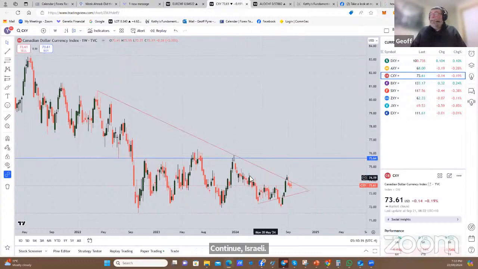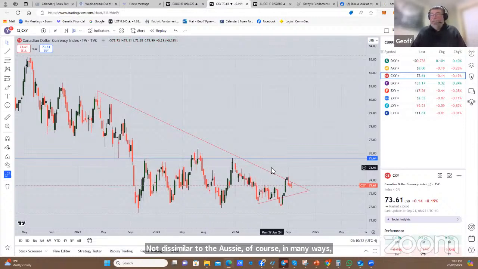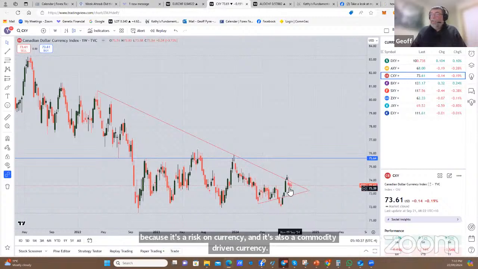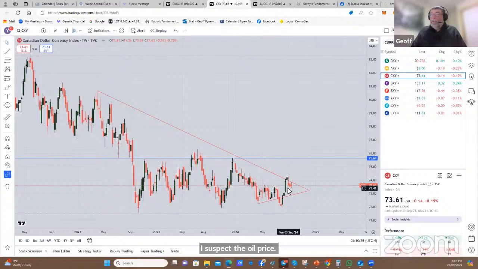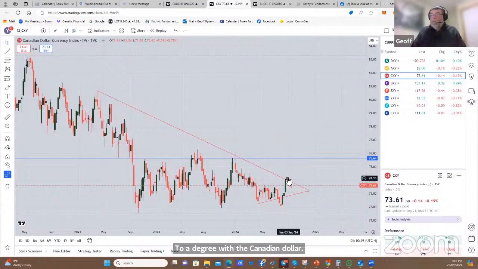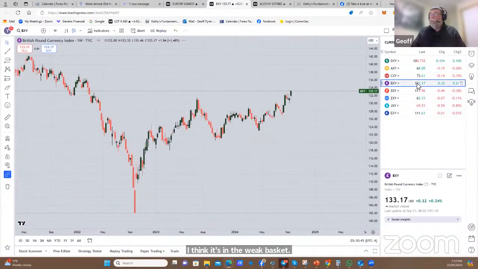Canadian dollar, not dissimilar to the Aussie, of course, in many ways, because it's a risk-on currency and it's also a commodity-driven currency. I suspect the oil price, which has rallied, I know, in the last little bit, but has also been off, coincides to a degree with the Canadian dollar, and the Canadian dollar looks to be under pressure to me. So I think it's in the weak basket. I won't be looking to buy that in any way, shape, or form.